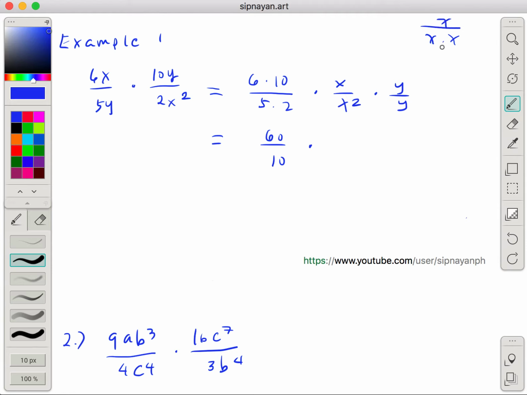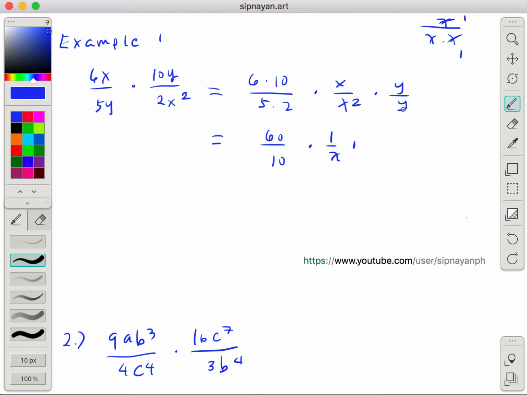Tapos yung x sa taas, magka-cancel tayo. And ibig sabihin, we divide both the numerator and the denominator by x. So x divided by x is 1. And then x divided by x also here is 1. So matitira 1 over x, kasi multiply din natin itong x times 1. Multiply din natin yung denominator. So 1 over x.